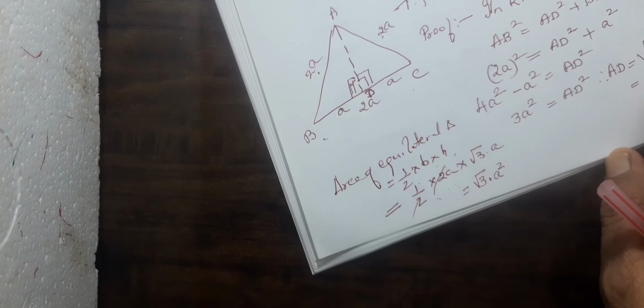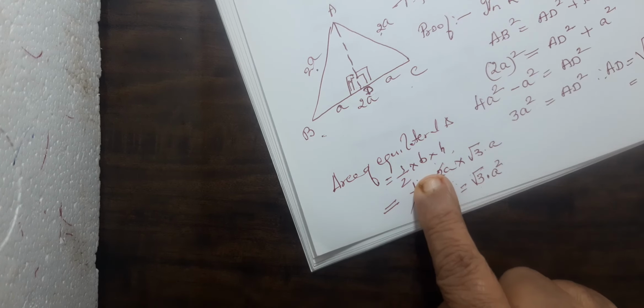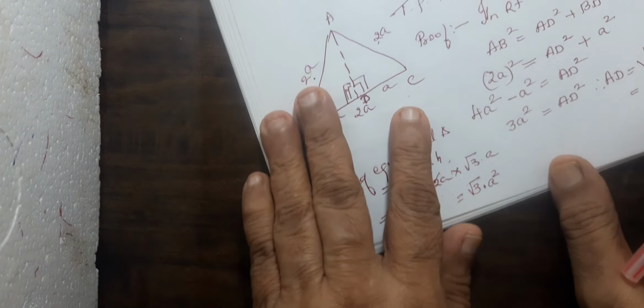squared. Suppose they ask, I told you, half base into height. Height is root 3 into A, we have just found that. You have to substitute. Base is 2A, you know that. So half into 2A into root 3 into A. So you get like this. But this is according to this problem.